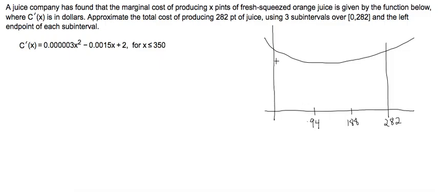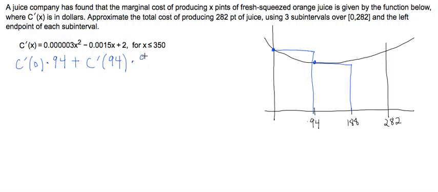My first rectangle goes from 0 to 94, and the height of it is going to be at the left endpoint, which will be C prime of 0 times the width of 94, plus the next rectangle goes from 94 over to 188. So its height is C prime of 94 times the width of 94. And my last rectangle has C prime of 188 as the height times the width of 94.